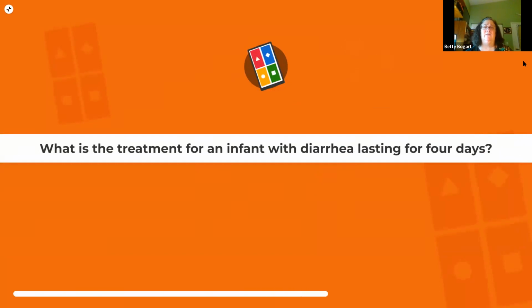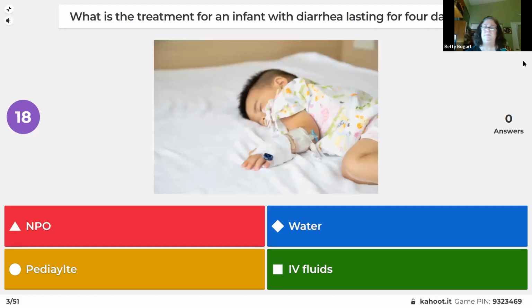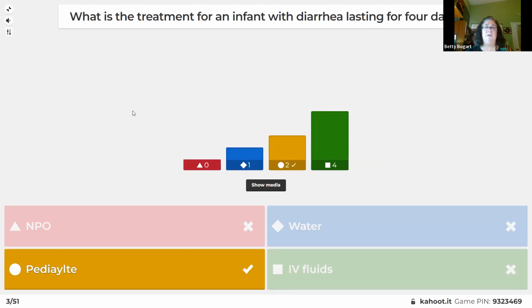What is a treatment for an infant with diarrhea lasting for 4 days? What's the treatment for diarrhea? So diarrhea, you're going to feed them. Vomiting, no. Diarrhea, feed them. Okay, so with diarrhea, we're going to feed them the oral electrolyte solution and start to introduce foods, low fat, maybe some breads and crackers, cereals, but IV fluids, not unless they are completely lethargic.